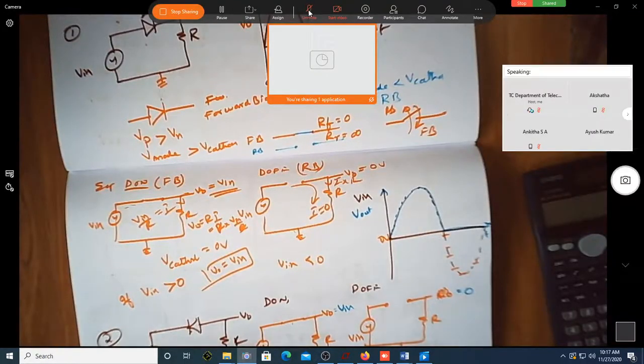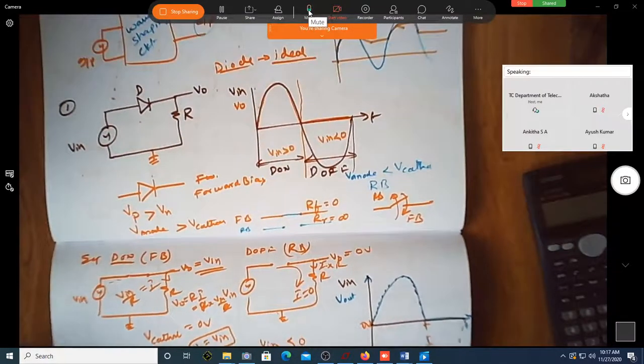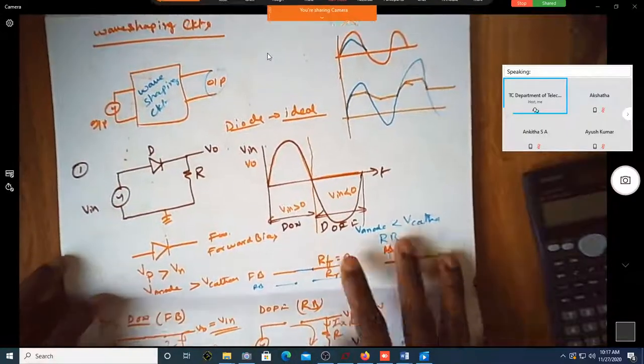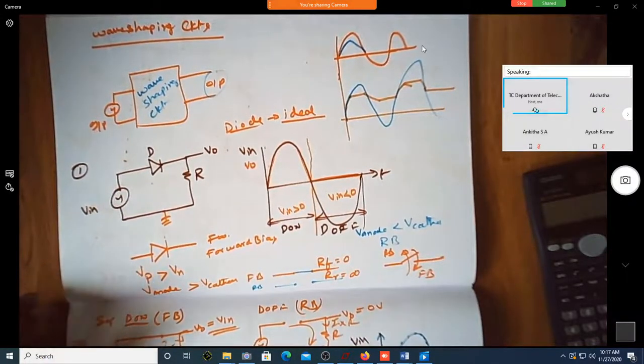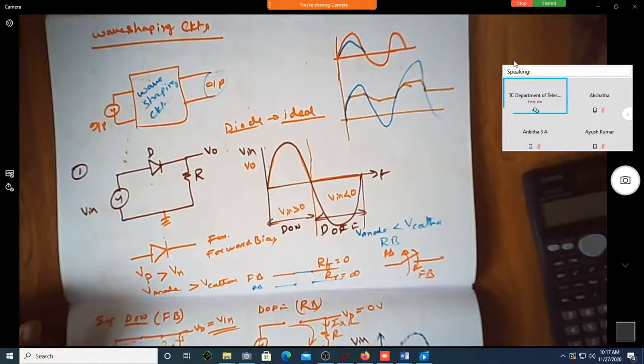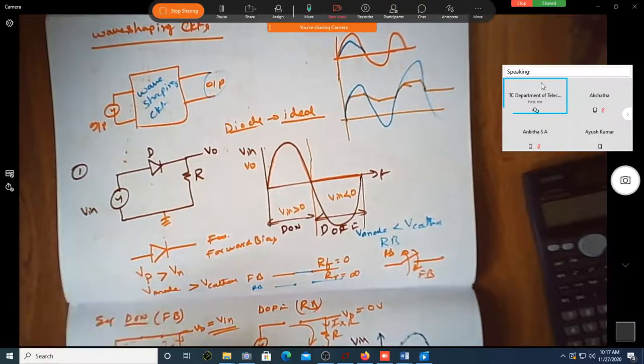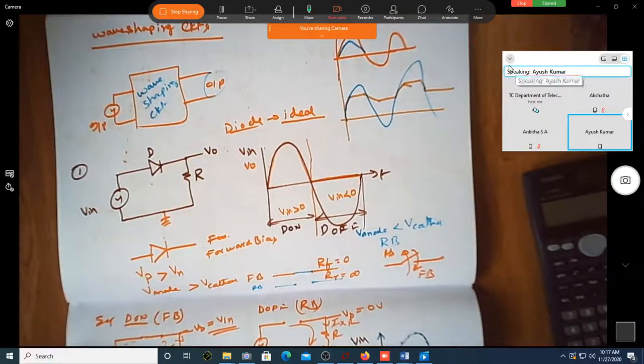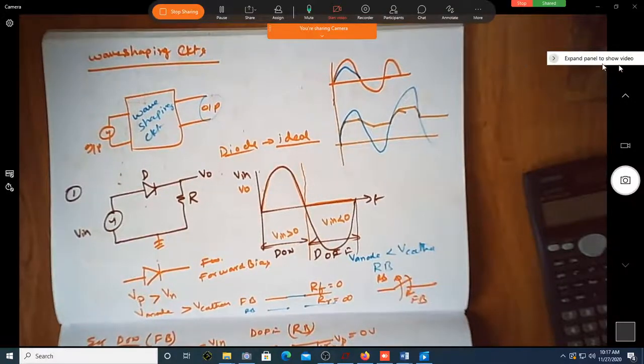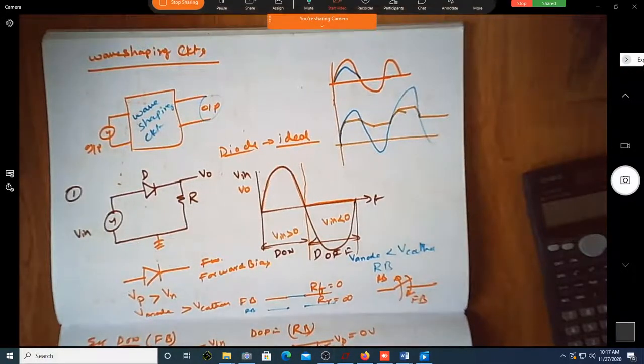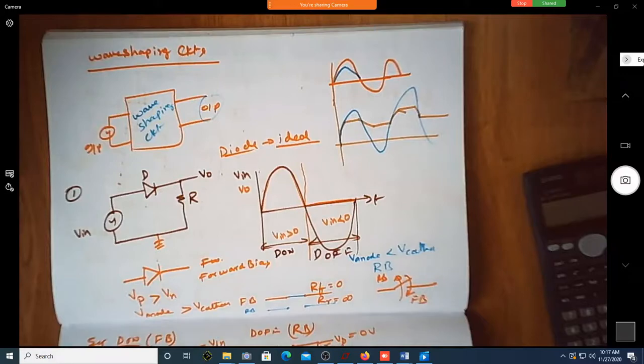Oh, at last I could share my camera. Sorry so much. Good morning, all of you. Can somebody unmute? Ayush? Hello, Ayush. Yes, sir. Sorry for the technical glitches. I was unable to show my camera input.